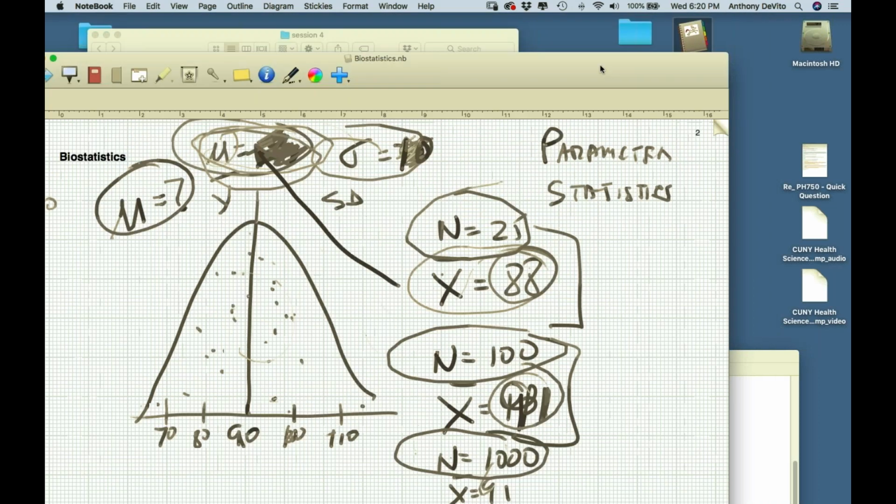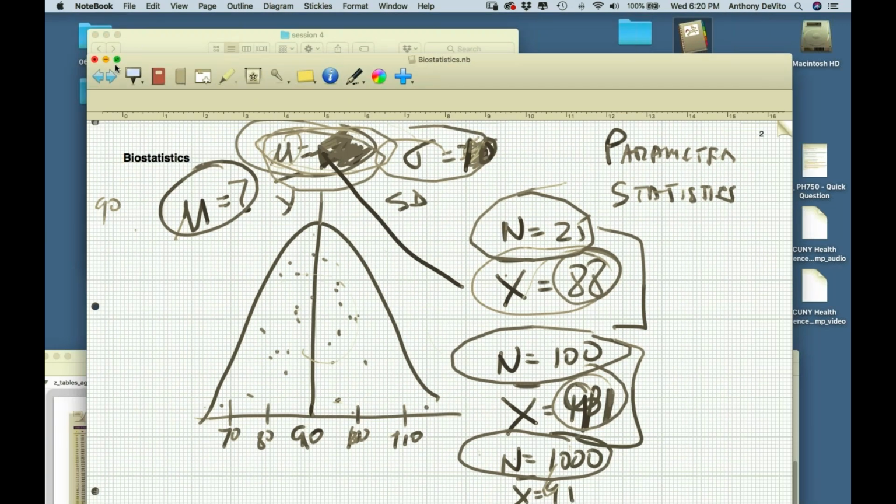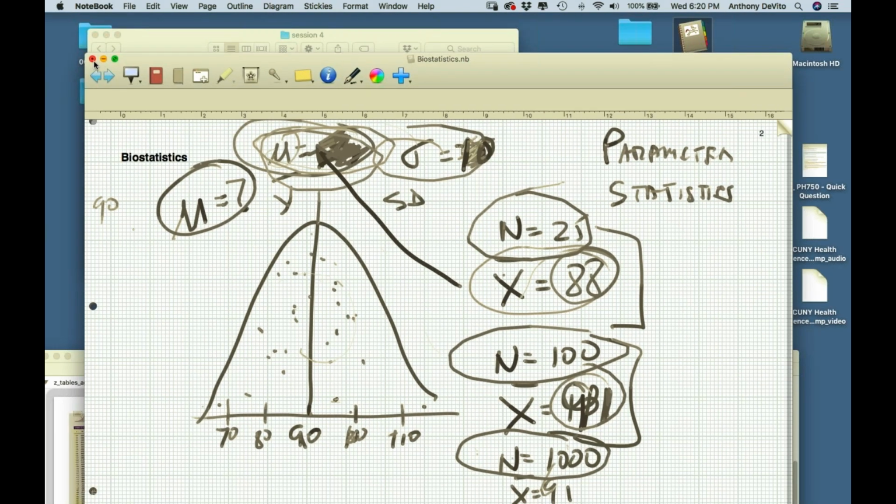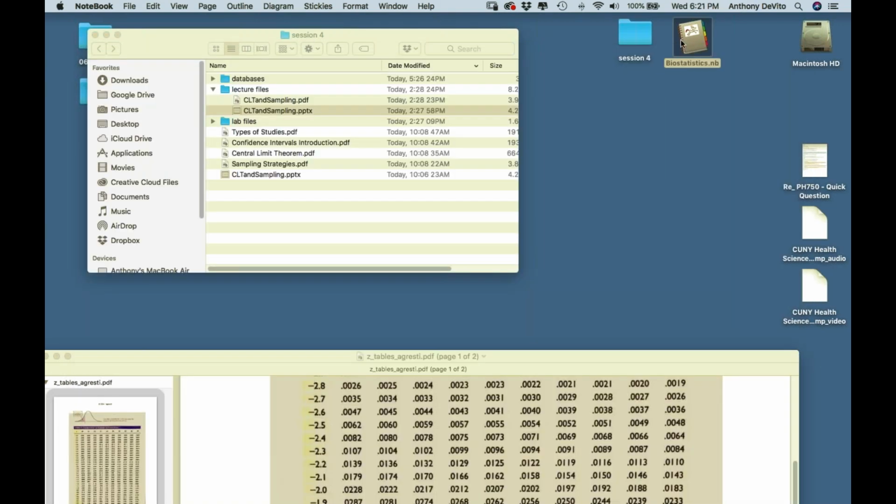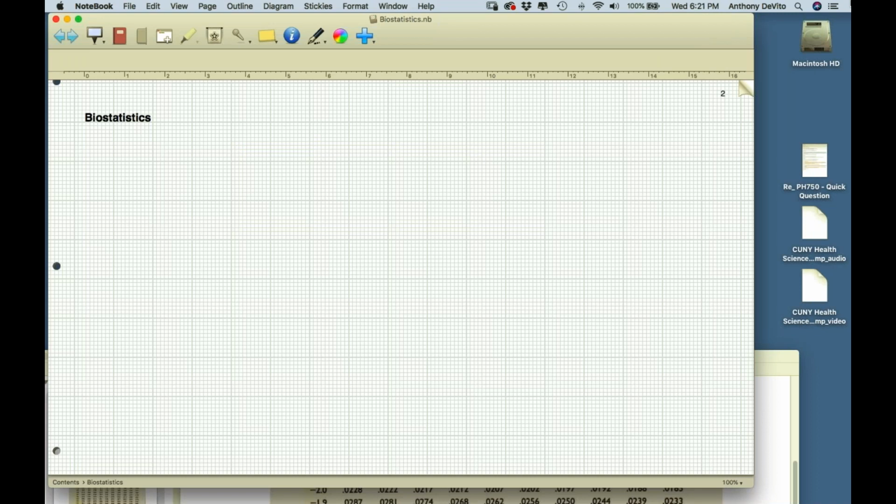And I'm going to close this out and get a fresh sheet of paper, and we're going to look at what samples look like. And then we're going to take a quick break because this could get pretty intense pretty quickly, I think.